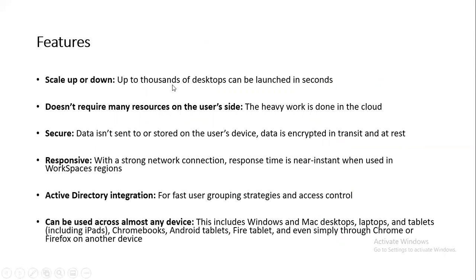First, you can scale up and down very quickly using Amazon Workspaces. You can launch thousands of desktops in seconds. We can launch 20 workspaces simultaneously at once. It doesn't require many resources on the user side. All the heavy work is done in the cloud. It's very secure because you don't store any data on the user devices, and the data is encrypted in transit and at rest.